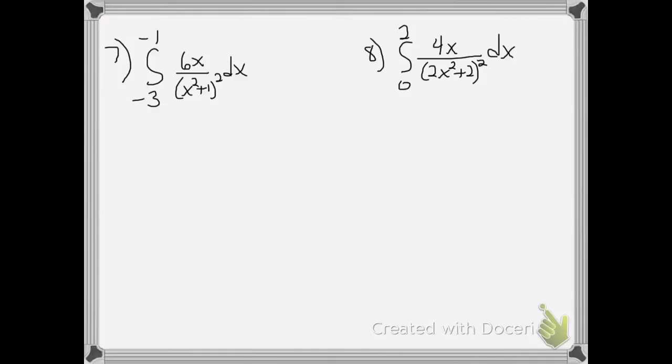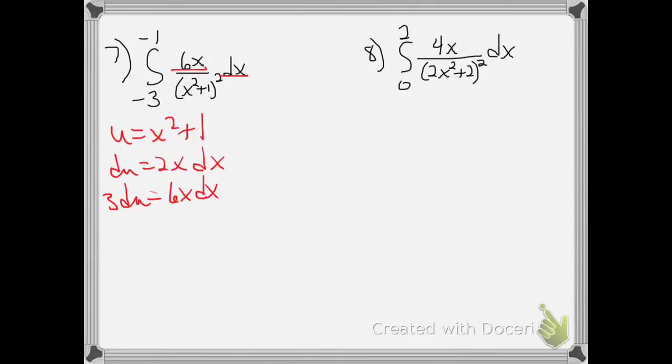All right, number 7, I let u equal x squared plus 1. du will equal 2x dx. I need 6x dx, so I'm going to multiply by 3. So this will turn into the integral of 3 u to the negative 2 du. Changing my limits of integration, negative 3 squared is 9, plus 1 will be 10. Plug in negative 1 squared is 1, plus 1 is 2.